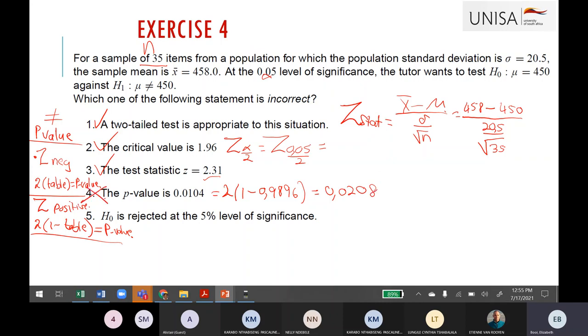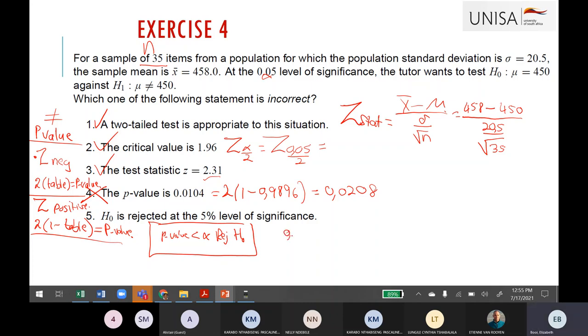Which is incorrect? So our incorrect answer will be option 4. Just to check also option 5. H naught is rejected at 5% level of significance. We know what the rule says. The rule says if the p-value is less than alpha, then we reject the null hypothesis. So let's test that. Our p-value, we found it.